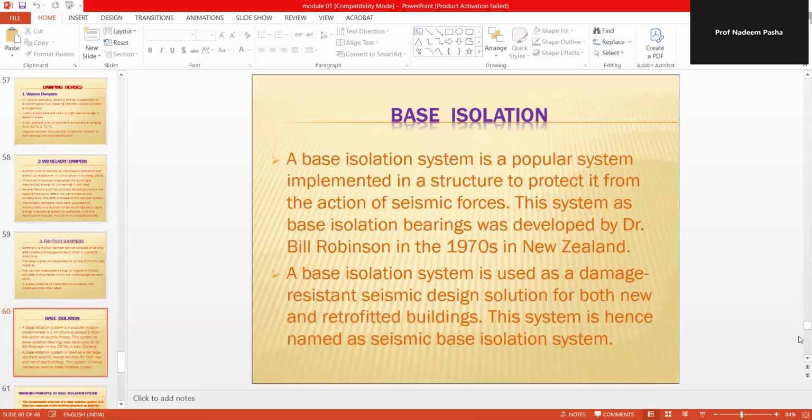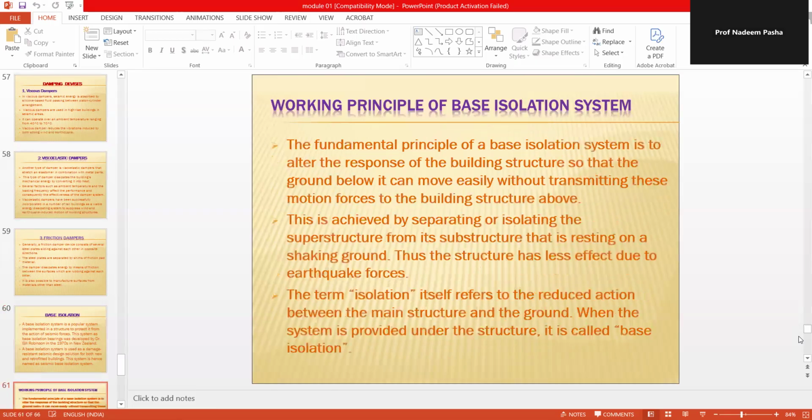So what is base isolation? A base isolation system is a popular system implemented in a structure to protect it from the action of seismic forces. This system, as the base isolation bearing, was developed by Dr. Bill Robinson in the 1970s in New Zealand. A base isolation system is used as a damage resistant seismic design solution for both new and retrofitted buildings. This system is hence named the seismic base isolation system.